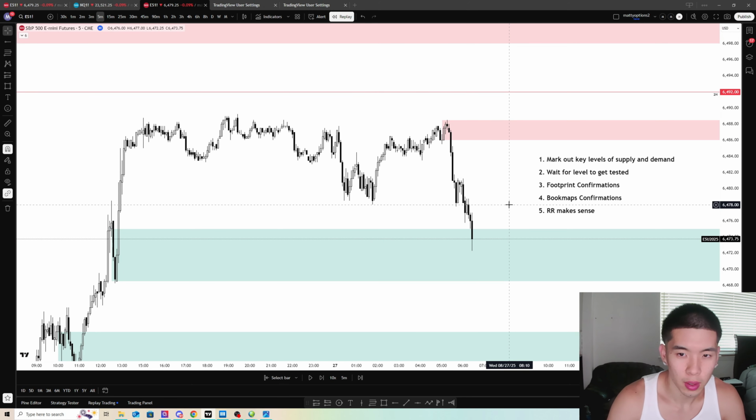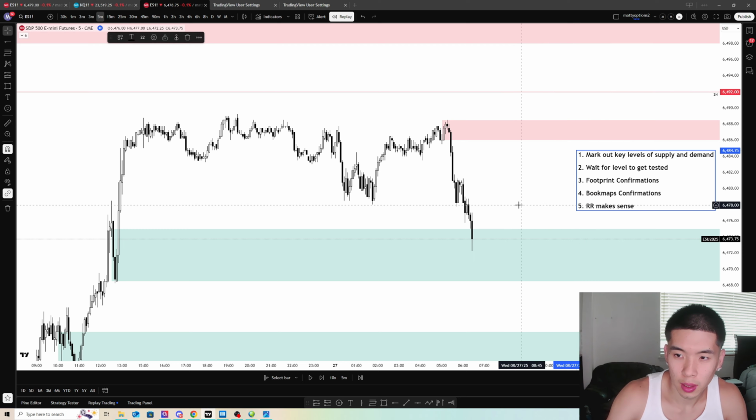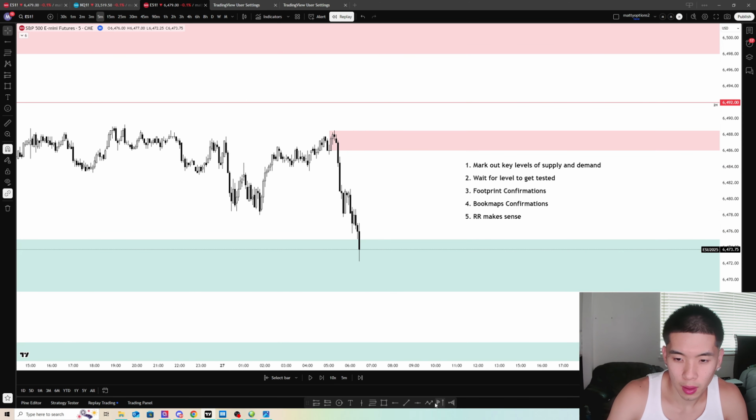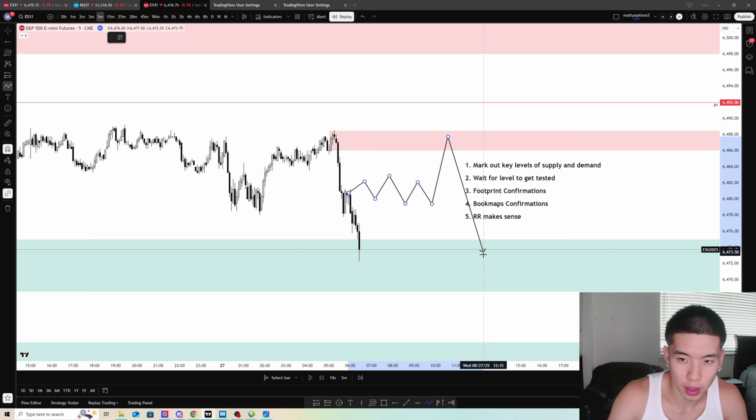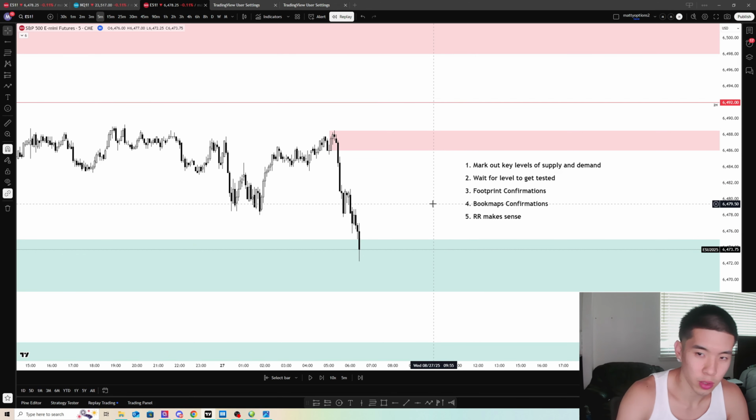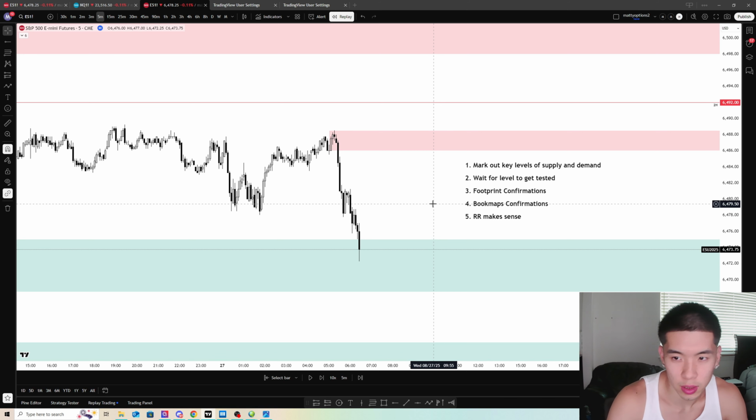Now, I don't trade if price were to be somewhere here in the middle. I do not trade here unless price tags one of these zones. I stay patient, I wait for price to reach one of my zones, and I wait for a reaction. So step number one is mark out key levels of supply and demand. Step two is I wait for a level to get tested.